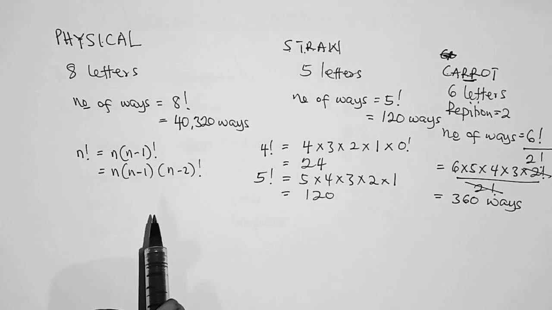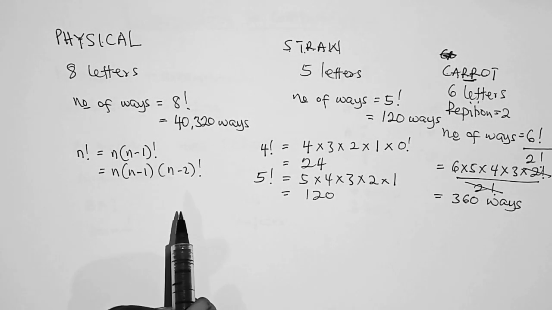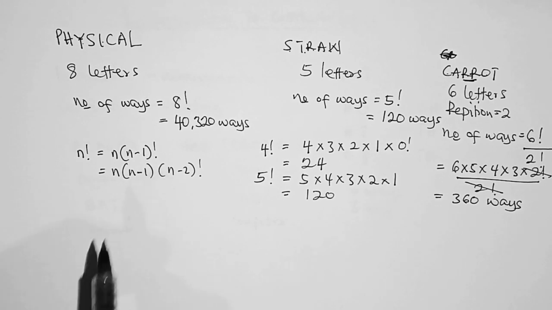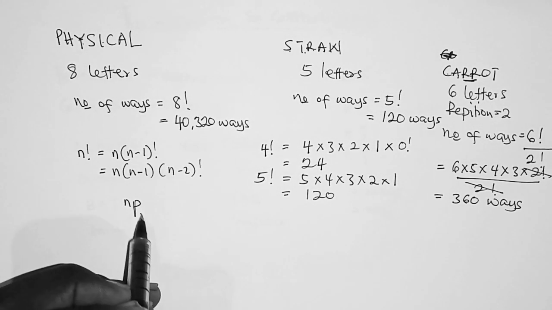Mathematically, to find the number of ways you can arrange objects, it is given as n permutation r.